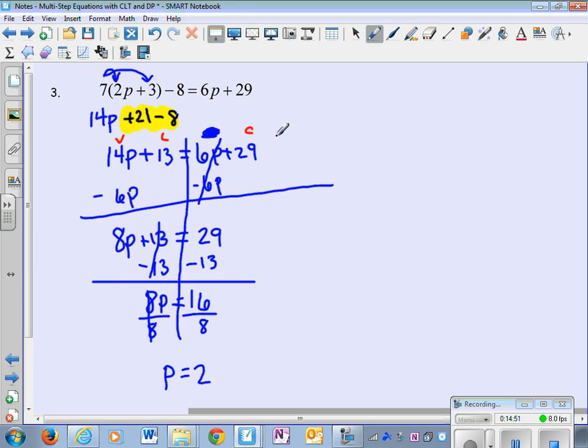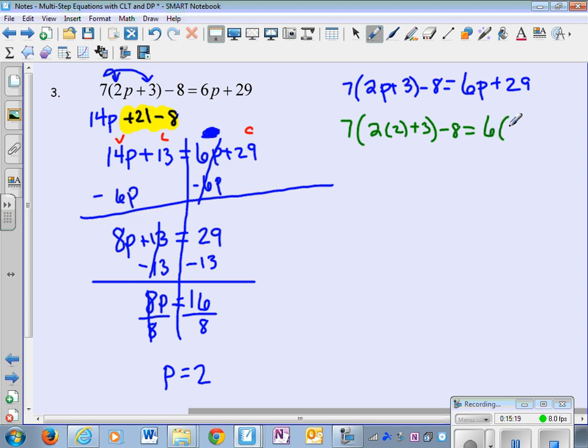We do need you to show a check for this. Now this check is a little bit more involved. Everywhere you see that variable, you want to plug in 2. So I'm going to rewrite the original equation, and then take out the variable. I'll change the color a little bit. And plug in 2. On the right-hand side, again, I'm going to take out the variable and plug in 2.